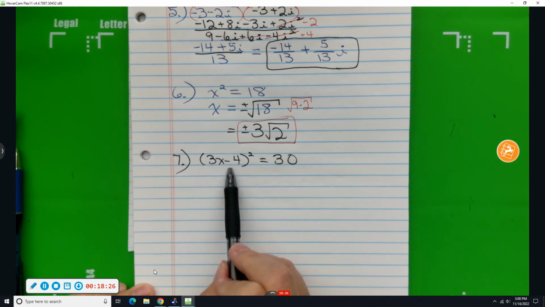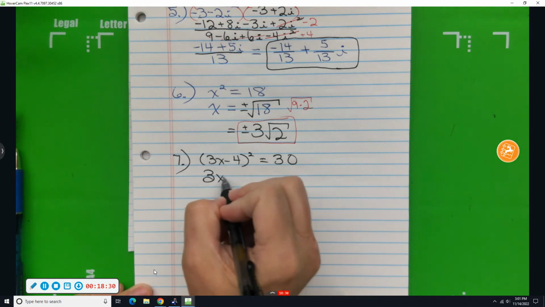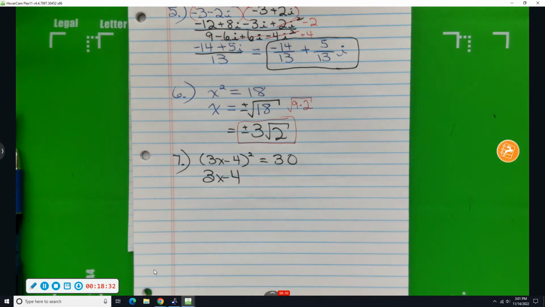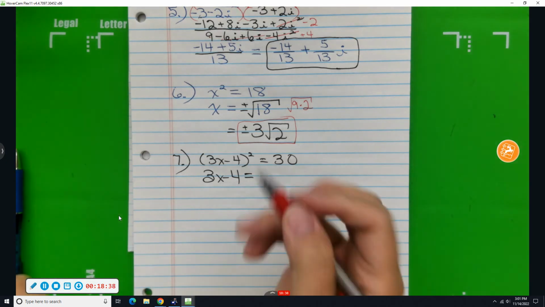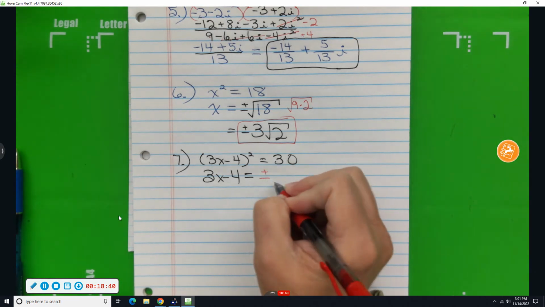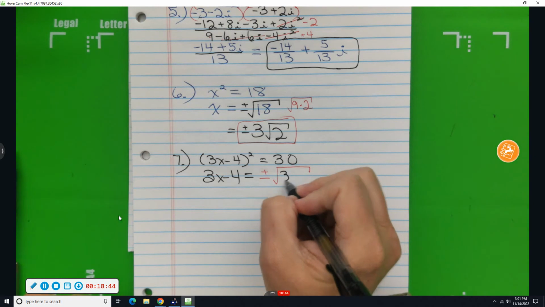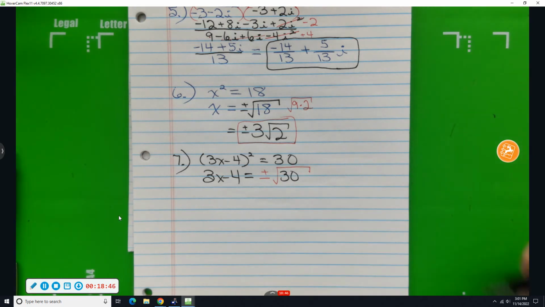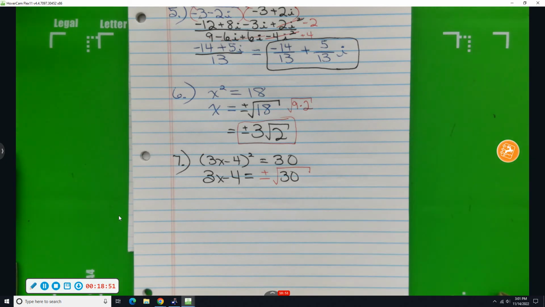So we drop the square on the left, so we just have 3x minus 4. But on the right-hand side, we pick up a positive or negative square root of 30. Is 30 a perfect square? No, so what's the largest perfect square that divides evenly into 30?